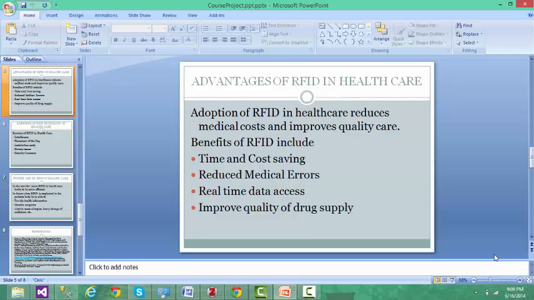Advantages of RFID in healthcare. With the adoption of RFID, healthcare reduces the medical costs, improves the quality of care, and reduces medical errors. The benefits of RFID include time savings, reduced medical errors, real-time data access, and improving the quality of drug supply. RFID monitors the patient and retrieves the information whenever it is needed, which improves healthcare and reduces medical errors. By using the RFID tracking system in healthcare, it prevents valuable equipment from misuse and improves the productivity of staff. Through the use of alerting services, it warns the patients in case of emergencies and surgical warnings. And it also identifies the required medical equipment in time, which saves the patient's life, and it also reduces the cost.